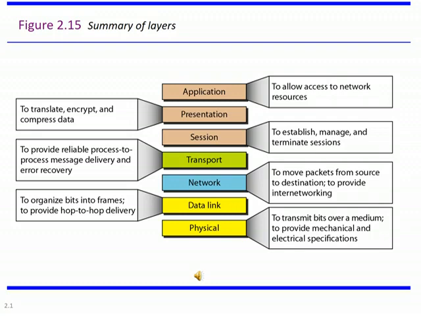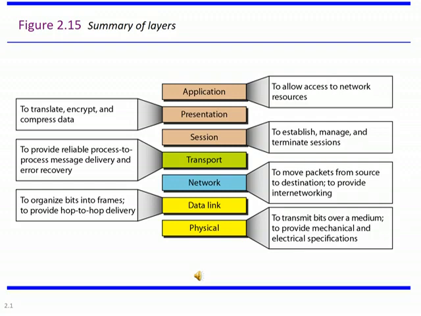Those bits represent the message. So the physical layer function is to transmit the bits over a medium, and also to provide the mechanical and the electrical specification. So the data passes across with electrical voltage and the electrical specification. In the meantime, the mechanical part is the real construction of the line system. That is the physical layer.